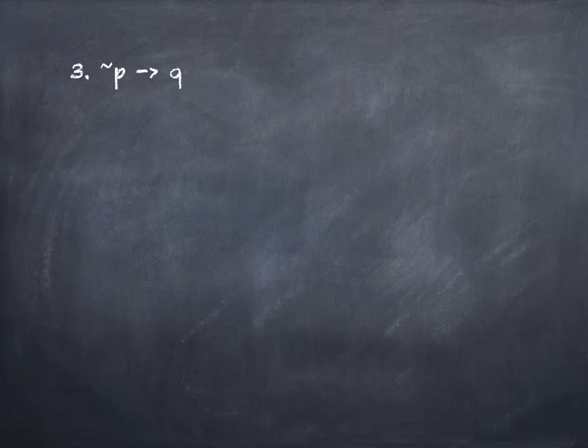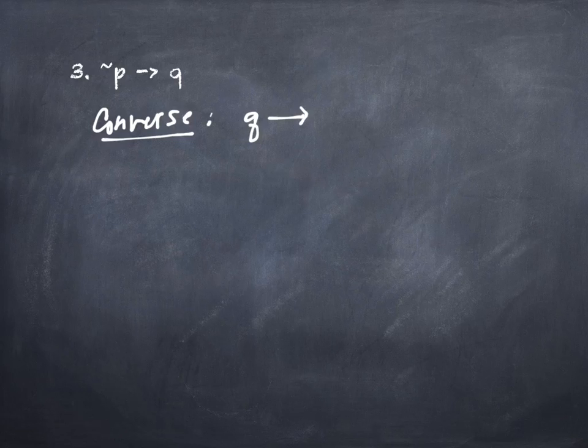This one just has symbols, though. So if you're just dealing with one that has symbols, and we're doing the converse first, what does the converse do to a statement? It switches the order. So what would come at the beginning of this particular one if the original statement was tilde P implies Q? Q implies tilde P. I just flip it around, right?